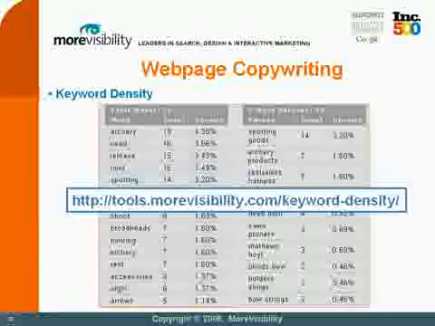Similar to keyword research, there are also a handful of free tools on the internet that can measure your keyword density. However, these tools require that the content on your pages are plain text and not images or flash. More Visibility has a free tool on our website that can check the keyword density on a website. To go there, visit tools.morevisibility.com/keyword-density and evaluate the keyword density on your own website.